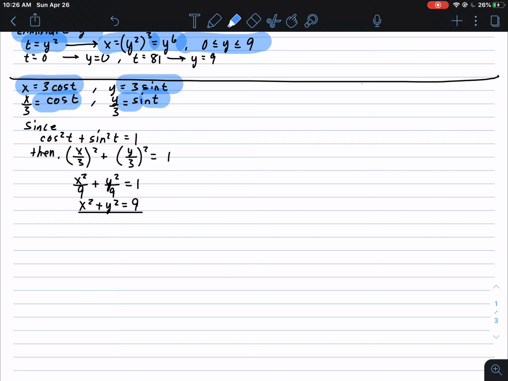And since cosine squared plus sine squared equals 1, that's a Pythagorean identity, I'm just replacing cosine and sine. Cosine I replace with x over 3, sine I replace with y over 3. And I have x over 3 squared plus y over 3 squared equals 1. Or x squared over 9 plus y squared over 9 equals 1. And then clearing the fraction, multiplying everything by 9, I've got x squared plus y squared equals 9. And that you should recognize as the equation of a circle whose center is at the origin and it has a radius of 3.